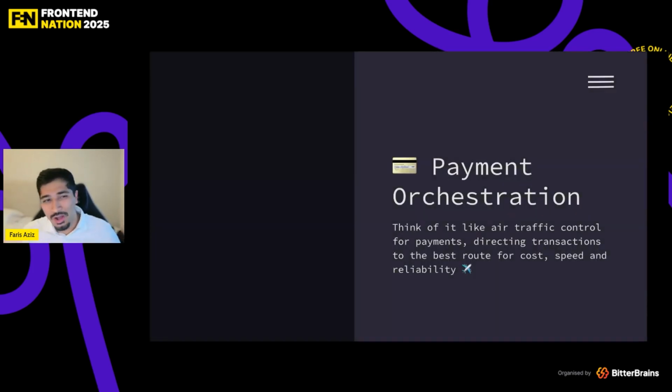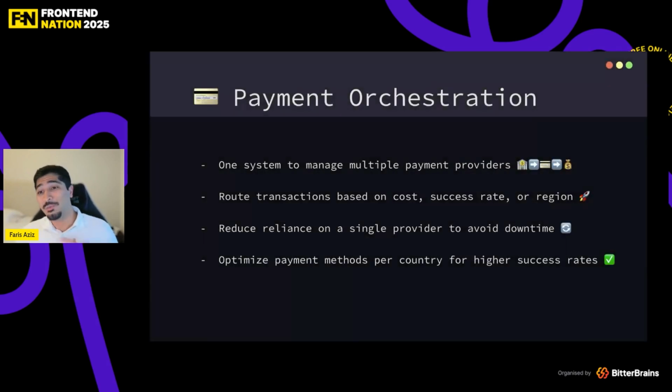In comes this concept of payment orchestration. Think of it like air traffic control for payments, directing transactions to the best route for cost, speed, and reliability, not tying you down to just a single provider. And at scale, this makes a massive difference. With payment orchestration, you have one system that manages multiple providers, not just Stripe, but for example, managing Revolut as a gateway, Adyen as a gateway, Braintree as a gateway, having multiple options. Then routing intelligently based on rules for the transaction, based on cost, success rate, or region.